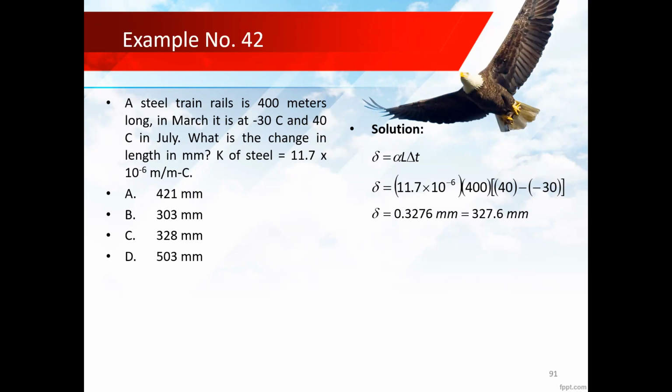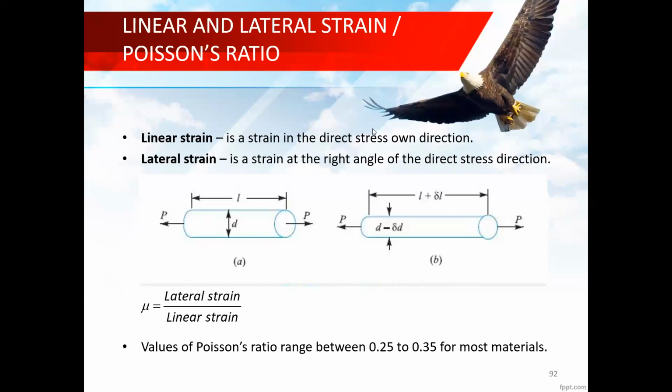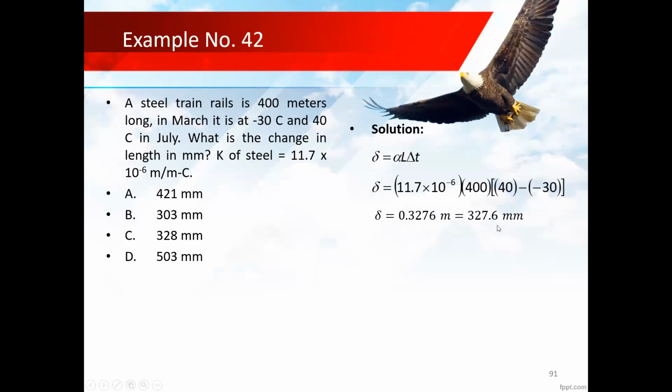So solution, delta L is alpha L delta T. This is 11.7 times 10 to the negative 6, times 400, times 40 minus negative 30, is 0.3276. Oops, this is meters. It's now 327.6 mm. So, letter C.